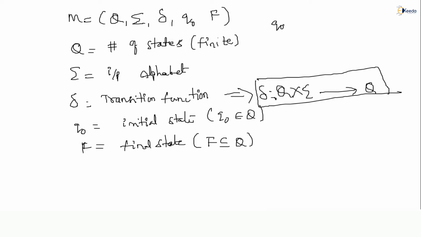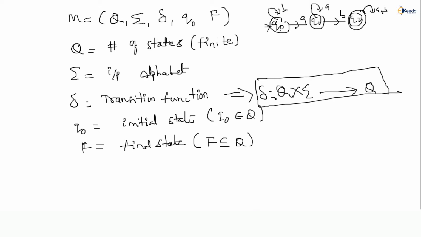Suppose, for example, Q naught on A goes to Q1, assume that. Q1 on B goes to Q2, assume that. Suppose this is the final state, with the alphabet A comma B. This is A, this is B. Initial state. See, transition means moving from one state to another state. It can also be a self loop, where the same state comes back. Are you getting my point?